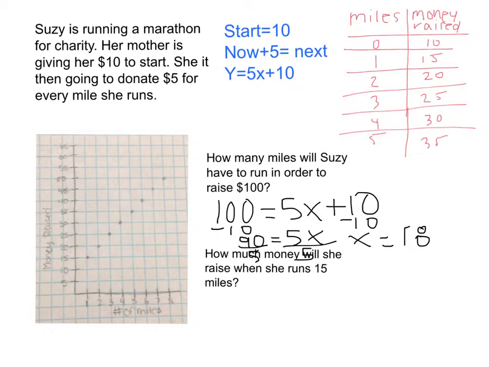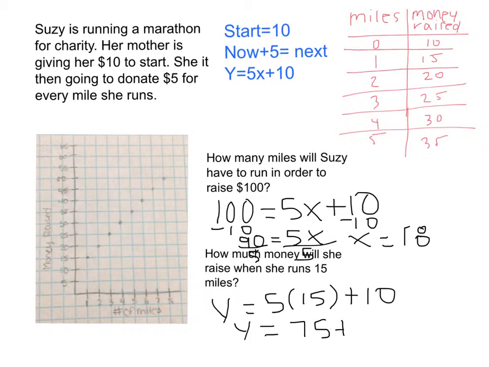How much money will she raise when she runs 15 miles? So you have to plug in 15 for x this time. And then you multiply 5 by 15, which is 75, and then plus 10, and it gives you y equals $85.